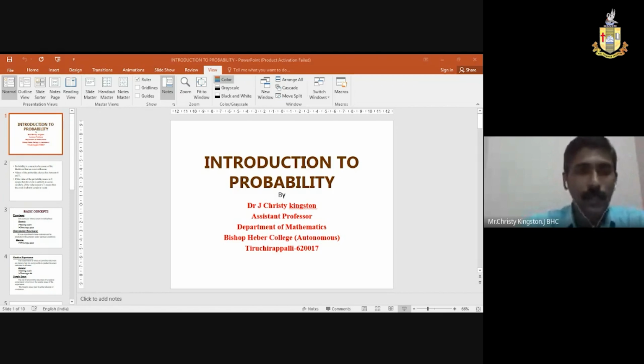Next one is the continuous case. Here I am taking an example of the lifetime of a transistor. The lifetime of the transistor may go on 1 hour, 2 hours, 3 hours, 10 hours, 50 hours, 100 hours. I don't know what the lifetime is, but it goes on from 0 to infinity. In such cases, it is known as a continuous case.